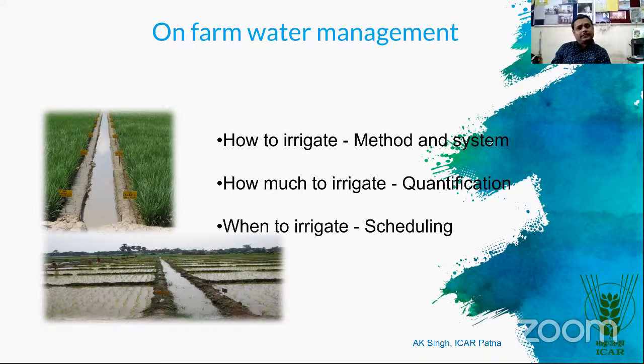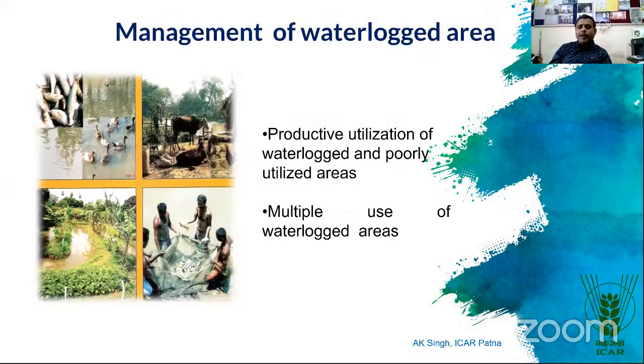Management of waterlogged area is a critical thing. If you want to improve agriculture water productivity, we have to definitely improve the productivity of the waterlogged area. One thing is very clear: around 40% of biodiversity of fauna and flora inhabits the waterlogged area, the water reservoirs. So this is also very good for balancing the biodiversity. So multiple use of waterlogged area is very much essential.